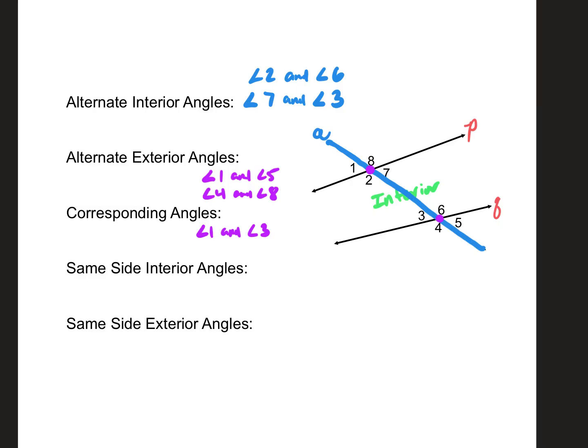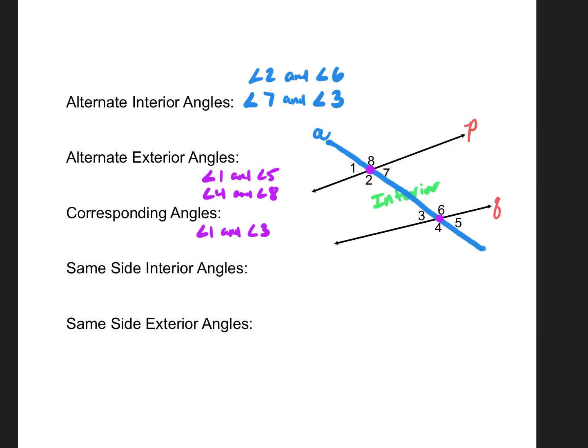So notice 1 is in the exterior region, 3 is in the interior region, and so again, that would make them corresponding. Other corresponding angles you see in this would be things like angles 2 and 4, angles 8 and 6, and angles 7 and 5. So there's quite a few pairs of those, but again, just understand that relationship, corresponding angles, okay?